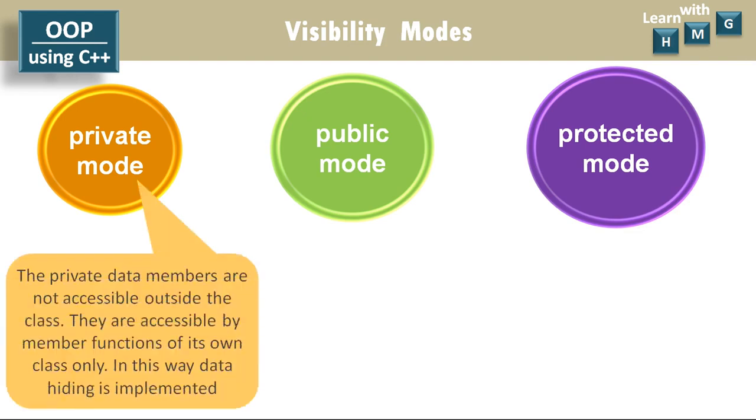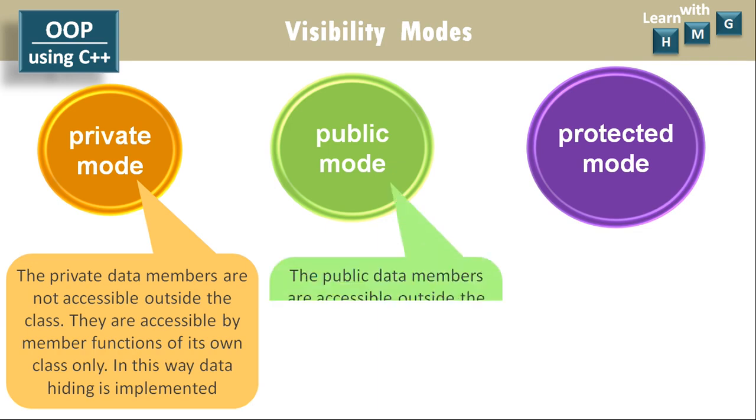Private mode means the private data members are not accessible outside the class. They are accessible by member functions of its own class only. In this way, data hiding is implemented using private mode. So whatever data members are declared within the class under the private section, they are accessible by the member functions of its own class only. The private data members are not accessible outside the class.